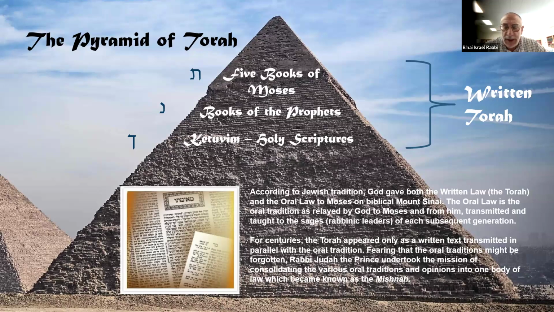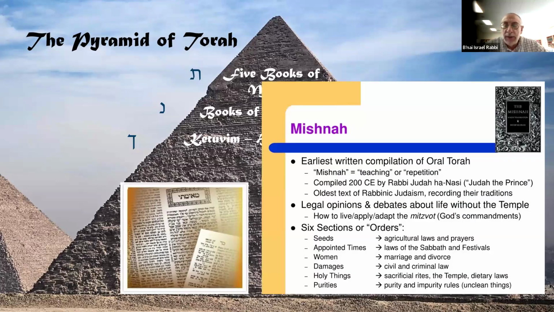Now, what happened was there was a man, Rabbi Yehuda the Prince, Rabbi Judah. He was friendly with Marcus Aurelius. He lived after the temple was destroyed. And he understood that because of the Roman expulsion, the chances of the oral tradition being corrupted or forgotten were very, very high. So he did something quite revolutionary, and he wrote down the oral tradition. He curated and consolidated all the various oral traditions and opinions into a single body of law, which became known as the Mishnah. The Mishnah has 6 orders, 6 different books.